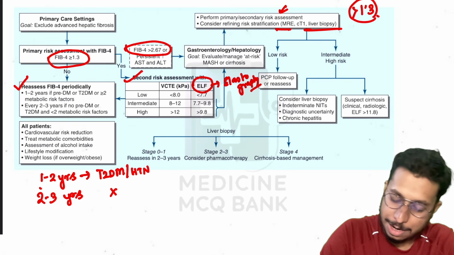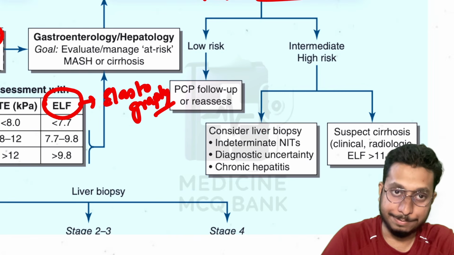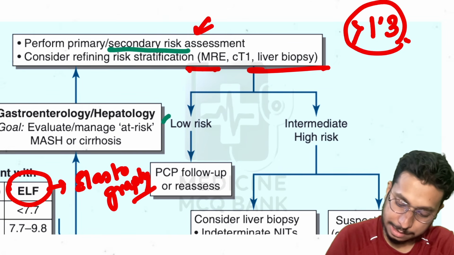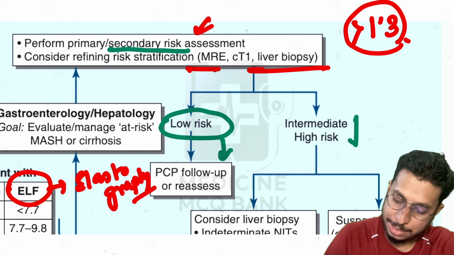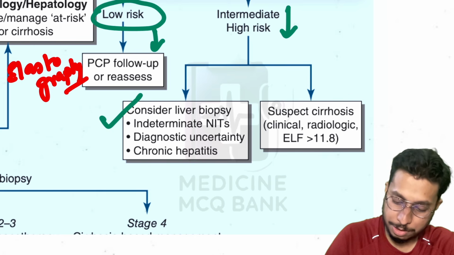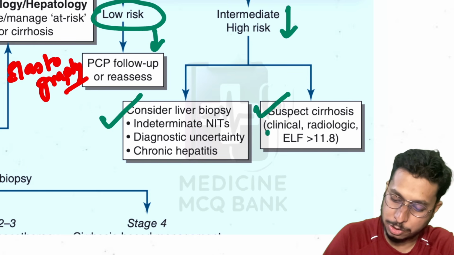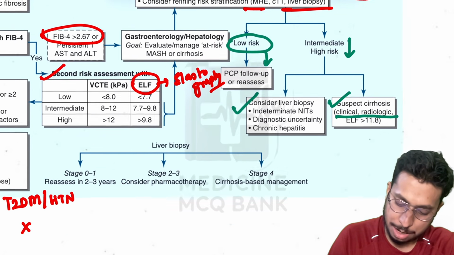What you can see from here is that based on the secondary risk assessment, if it is coming low risk, there is nothing to do, just follow up. If there is intermediate or high risk, at this point you need to consider liver biopsy, or suspect cirrhosis based on clinical and radiological findings. Okay, and go for particular management.